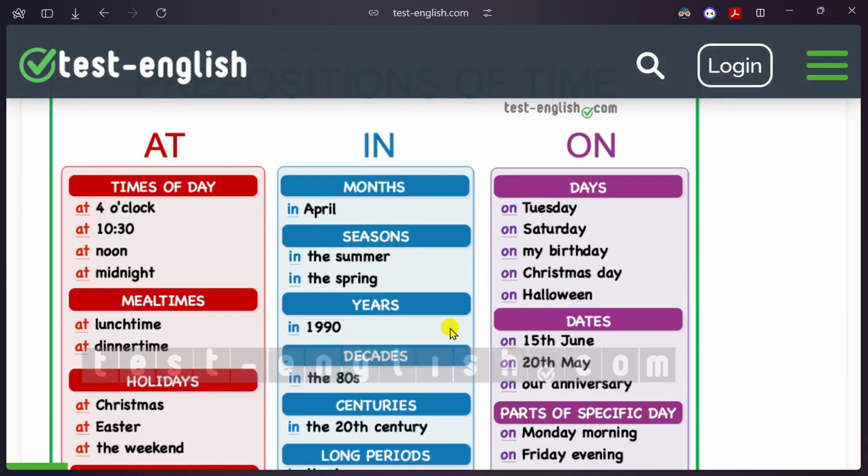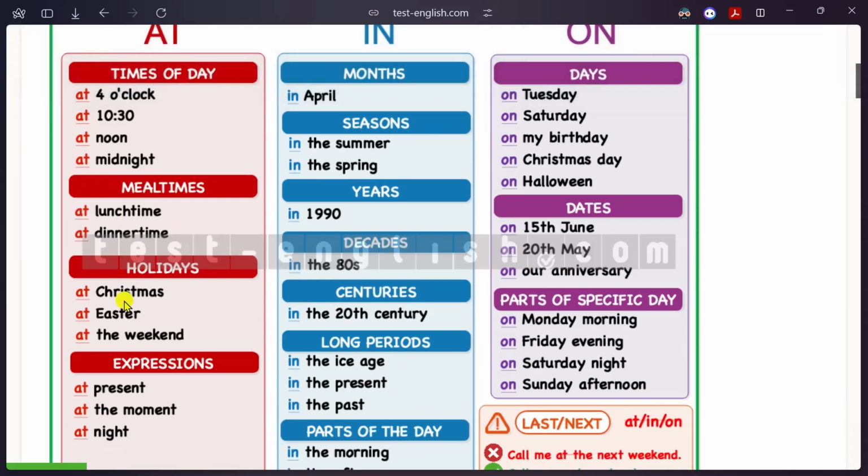Let's see, on. So if you go to days of the week, you see day is on. So Monday, Tuesday, Wednesday, on. Okay? And for example, we had Christmas over here, right? At Christmas, it's a holiday. But if you want to talk about Christmas Day, it's on Christmas Day. Because then Christmas is like an adjective for a day or a compound noun or whatever it is. But you use on.